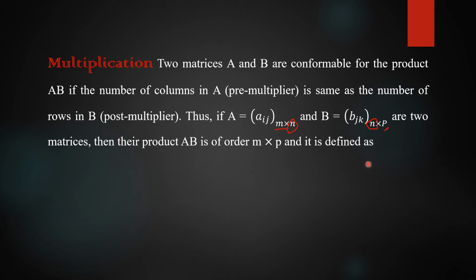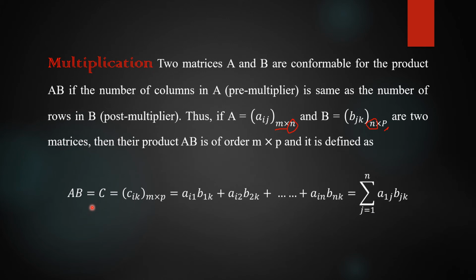And as per the definition, AB is equal to the new matrix C, and an element of C is Cik. You see it is of the form Cik, whatever you may write. It is of order M by P. Just dropping this N, since the column number and row number are equal, we drop that number. So it is M by P.